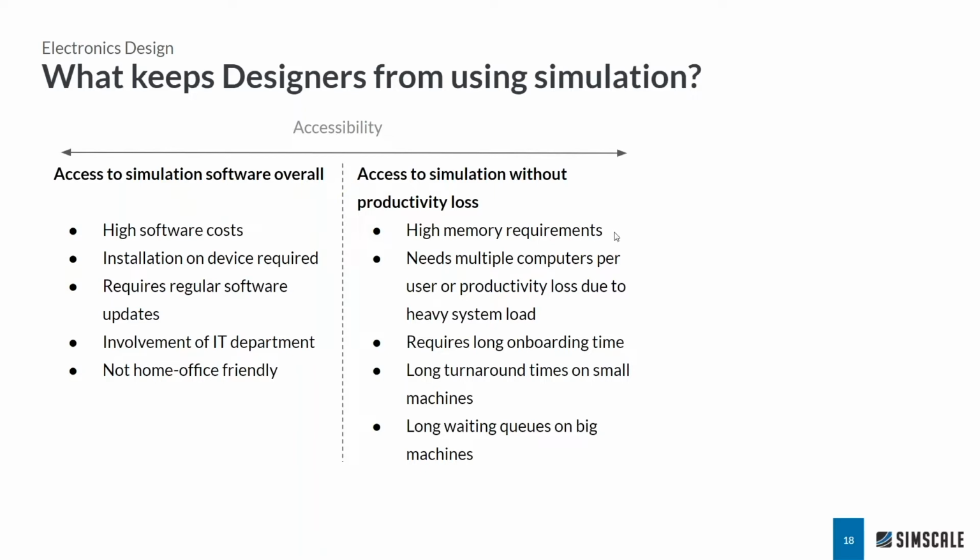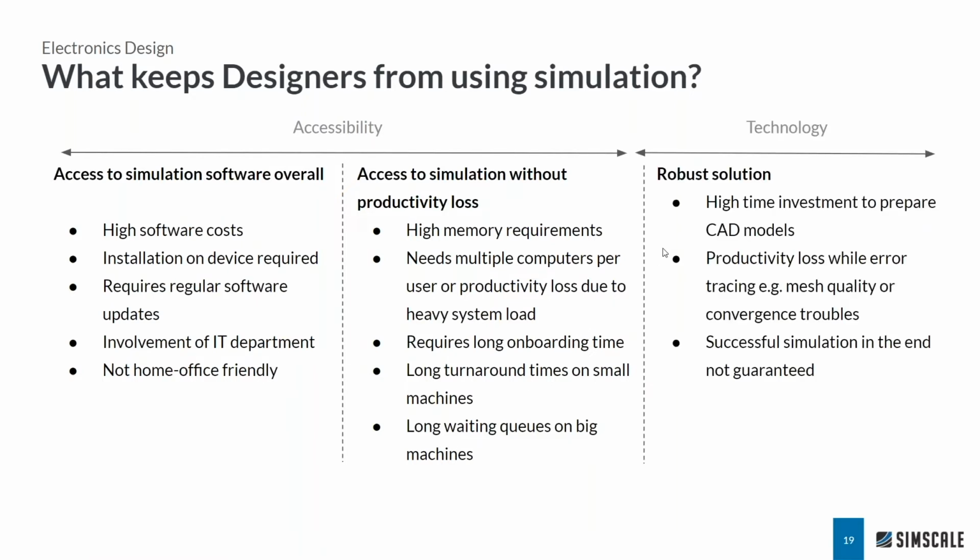So, as mentioned here, you also might have long turnaround times if you're running on small machines, maybe on a 4-core computer, or you might have long waiting queues because companies try to really make the best use out of their hardware. That means that to have the level of usage quite high, there needs to be some waiting queues, at least at spikes of demand of simulation.